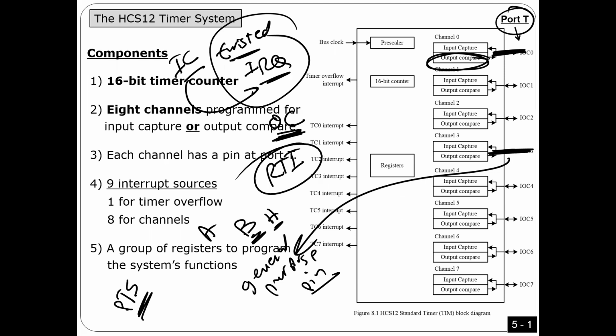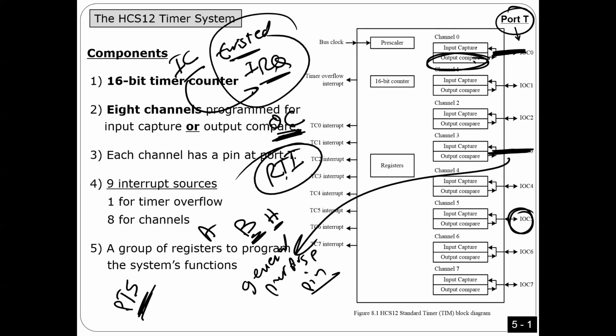So we already did that. In PT5, you remember PT5 is here, one of the pins here. We used PT5 as just a general pin. It was not input capture, it was not output compare, it was not IRQ, it was not RTI. It was a general pin to generate a square wave. Is that okay? So let me tell you the conclusion before I give you more details.